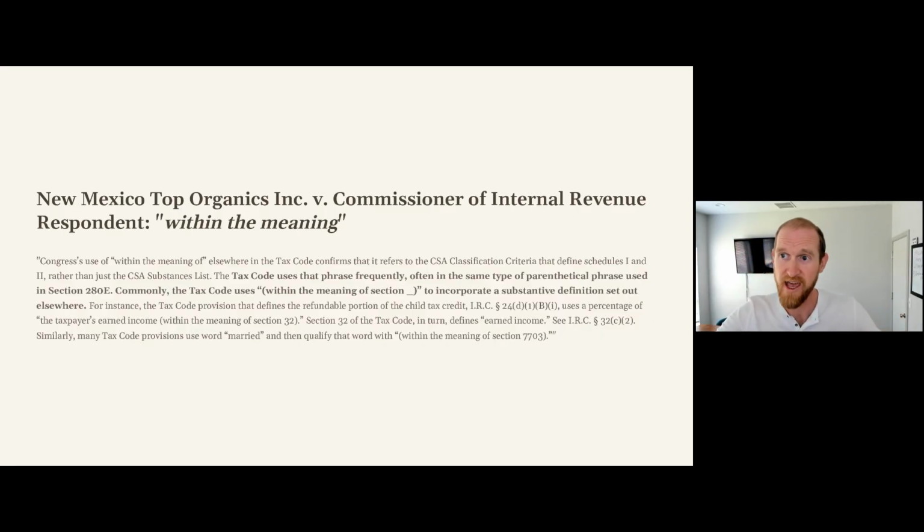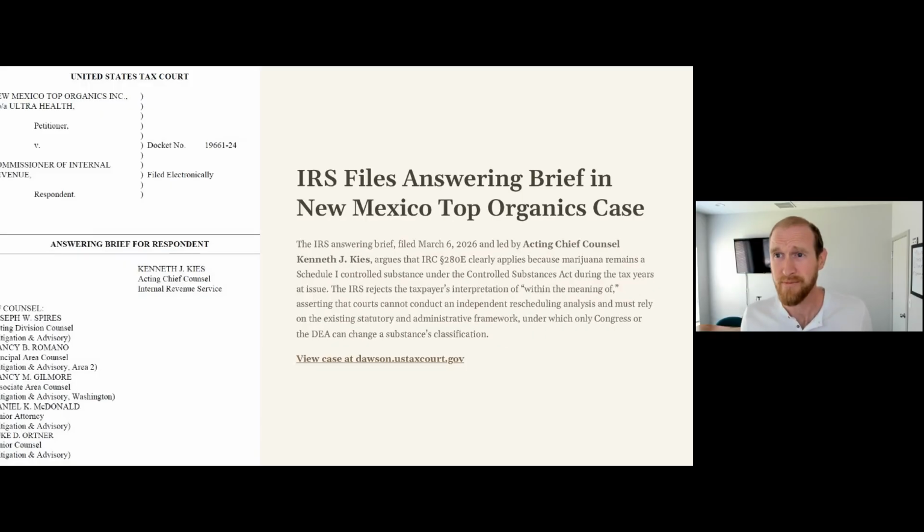It's a definition. And then he also talks about "married," and they qualified the word. They used "married" and then said "within the meaning of section 7703," which is now defining what married means, what it is. So that's an important distinction there. And you're going to see what the IRS has to say about these things. I don't want to get ahead of myself. Oh, well, here it is. Okay, so that was very short, and I'm happy because time is of the essence.